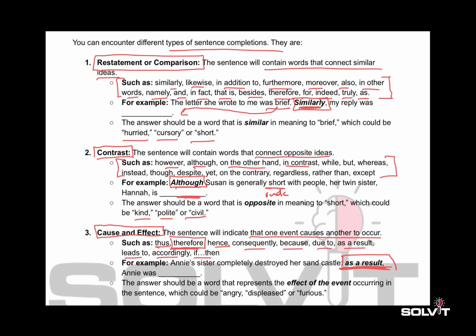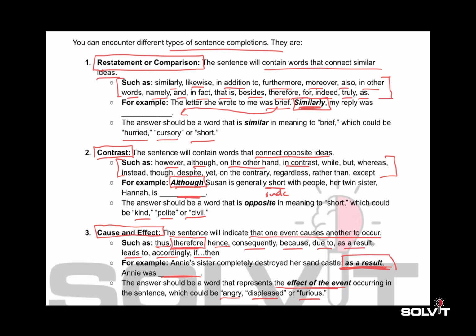Now, what do we know about this? If we use a little bit of our common sense, we know that when someone destroys something we have made, we get mad, right? In simple terms, we get angry, we get upset, we get sad. So we already know that the word that's going to fit in over here is going to be a synonym of angry, right? And angry, displeased, or furious. The answer should be a word that represents the effect of the event occurring in the sentence, which could be angry, displeased, or furious.